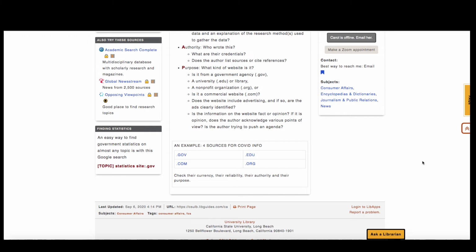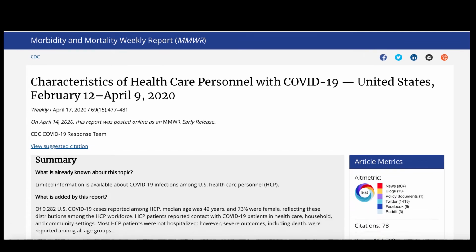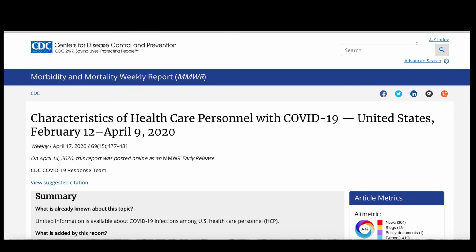Let's take an example of 4 sources on COVID. We have a .gov, a .edu, a .com, and a .org. Let's start with the .gov. Okay, this comes from the Centers for Disease Control, which was and is the primary government agency that is dealing with COVID and coming up with recommendations.